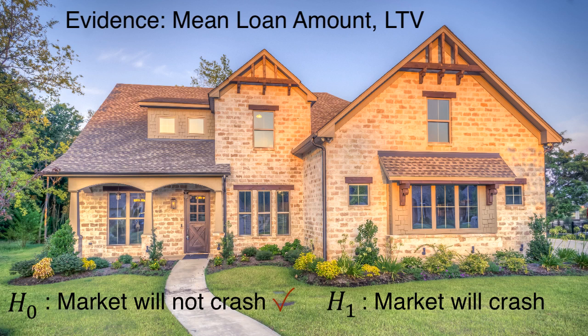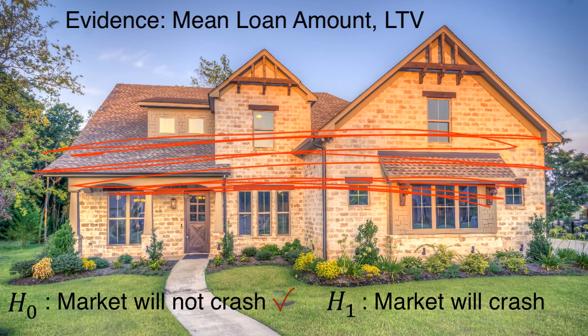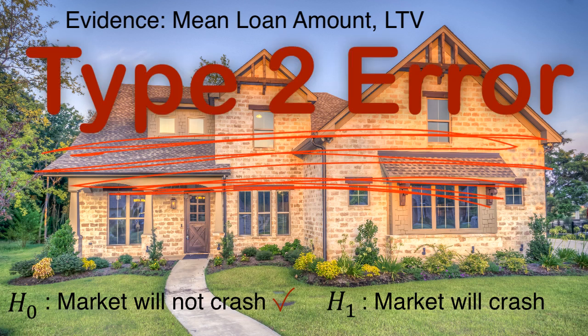But say we fail to reject the null hypothesis when it is actually false. In other words, we fail to predict the crash. Such a type 2 error is much more catastrophic than the false positive type 1 error. So yeah, type 1 error versus type 2 error, which is worse? It depends on the context. So I said that we can either reject or not reject the null hypothesis, but how do we decide this?